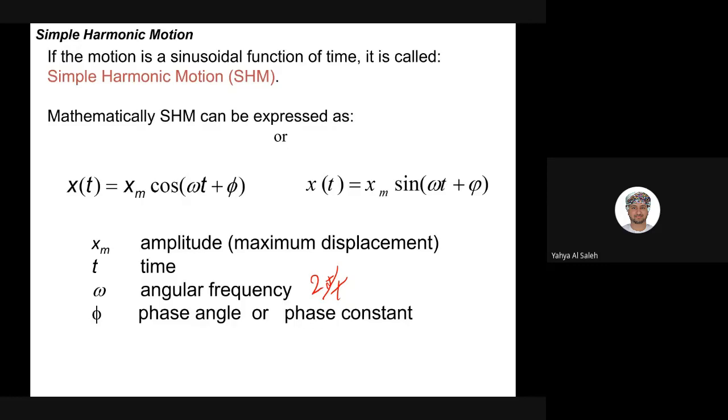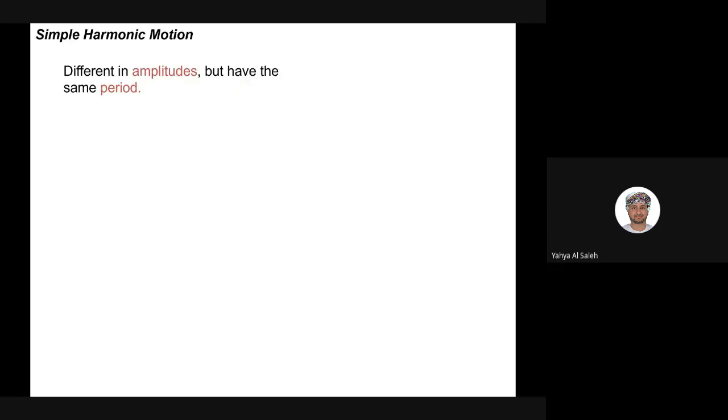What is a phase angle or phase constant? We'll describe that in a minute. But first, let's say we have two functions, two simple harmonic motions, which have the same period but different amplitudes. What would that look like? It would look like this. Exactly the same function, exactly the same time, but one of them goes higher or lower than the other because the amplitude is different. The maximum amount is different. So far, so good?